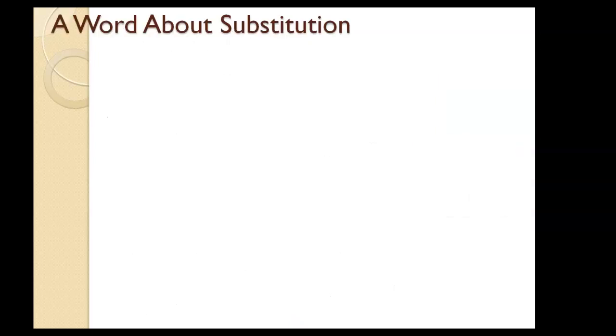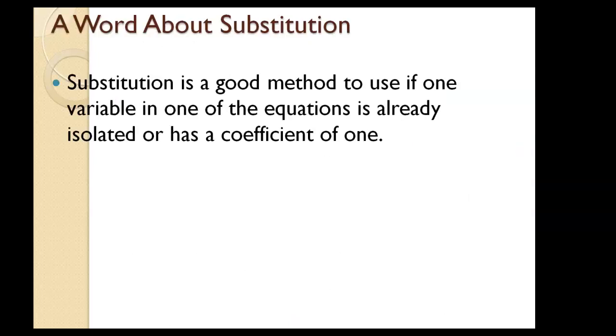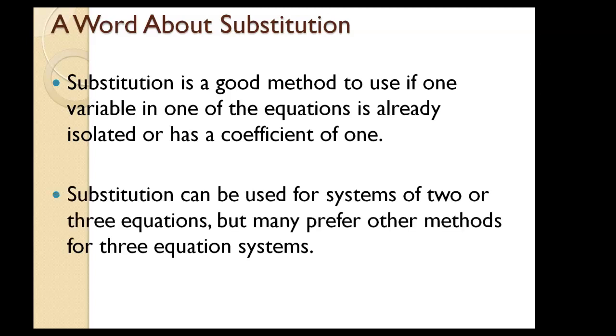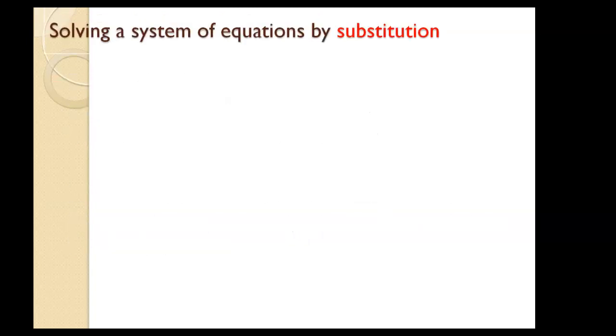Now, the next method is algebraic. It will be substitution. So a word about substitution. Substitution is a good method to use if one variable in one of the equations is already isolated or has a coefficient of 1. That means it stands by itself. Substitution can be used for a system of 2 or 3 equations, but many, including me, prefer solving a 3-equation system using another method, which is elimination.